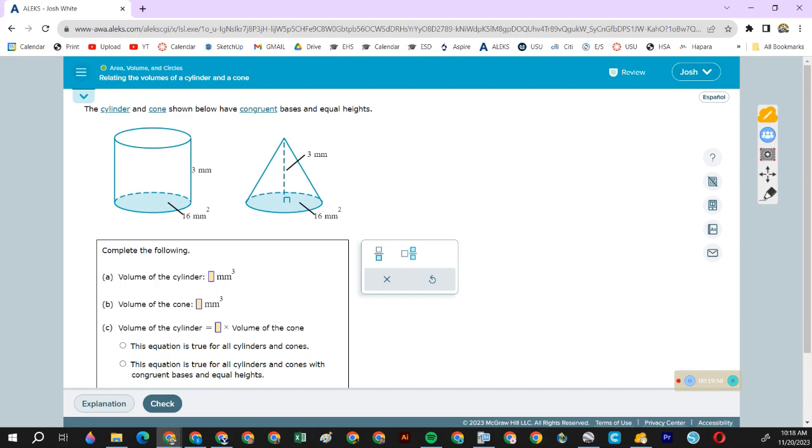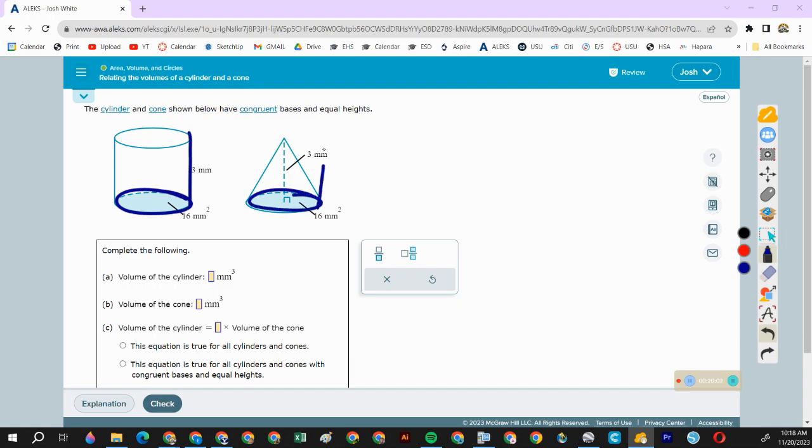Okay, volume of a cylinder and a cone. So you're going to find this area, you'll find this area and then times it by the height. You'll find this area, times it by the height, and then divide it by 3. So if I take the big volume and divide it by the small volume, I should get 3. Or if you divide the other way, you should get 1/3. All right, that's it.